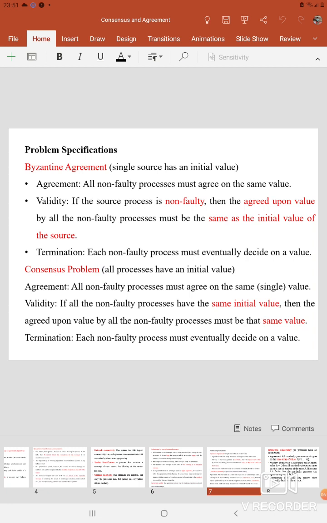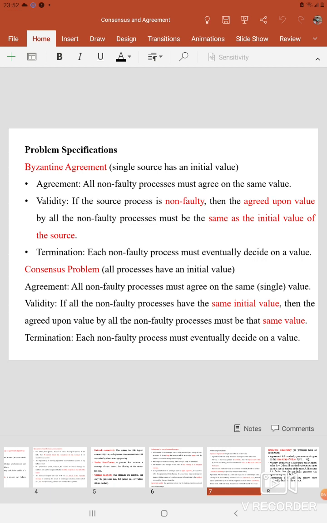The second one is validity. If the source is non-faulty, then the agreed value must be the same as the initial value of the source, whereas the source should not fail in the middle. And termination: each non-faulty process must eventually decide on a value. So that's about Byzantine agreement.